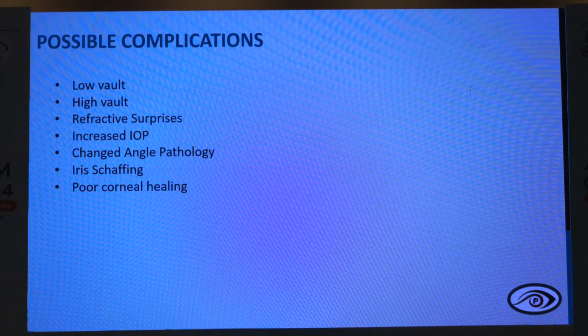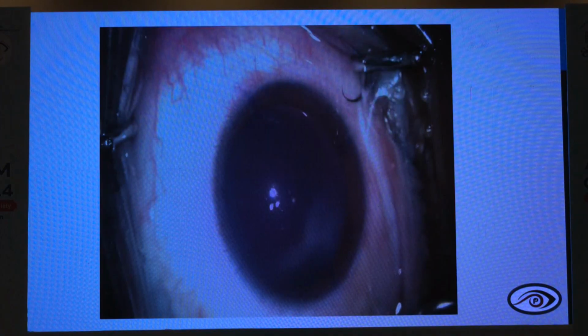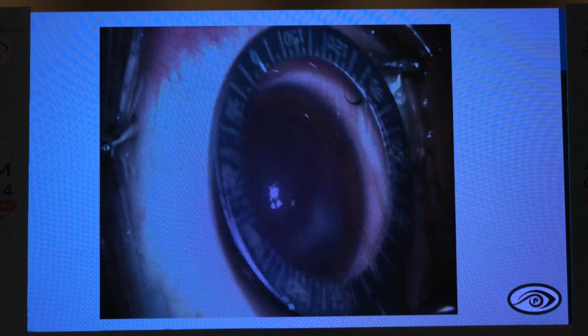So what are the possible complications? As I already told, you may have low vault, you can have high vault, you can have a refractive surprise, you may have an increase in the intraocular pressure, you may have iris chafing, and even sometimes poor corneal healing. There's a small video actually just to share with you.